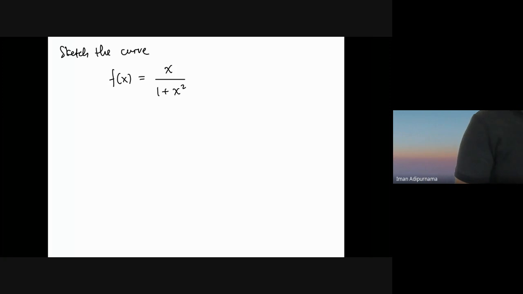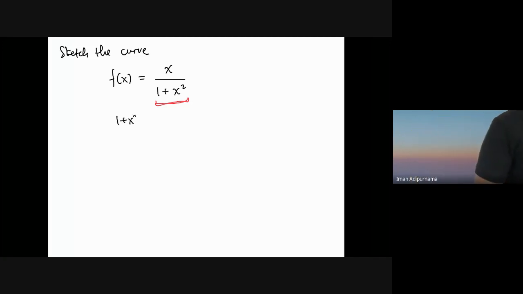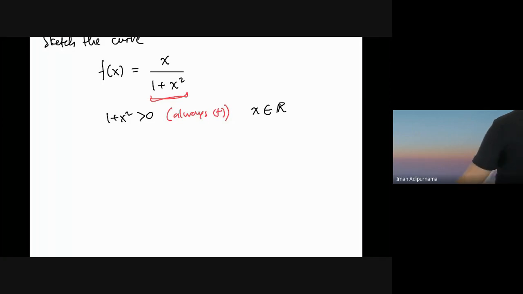Okay, if you want to check the domain here, 1 plus x squared is always positive, right? So no need to worry about the domain. It's okay for all real numbers. So 1 plus x squared is always positive, so the x value can be any real number. So check domain.